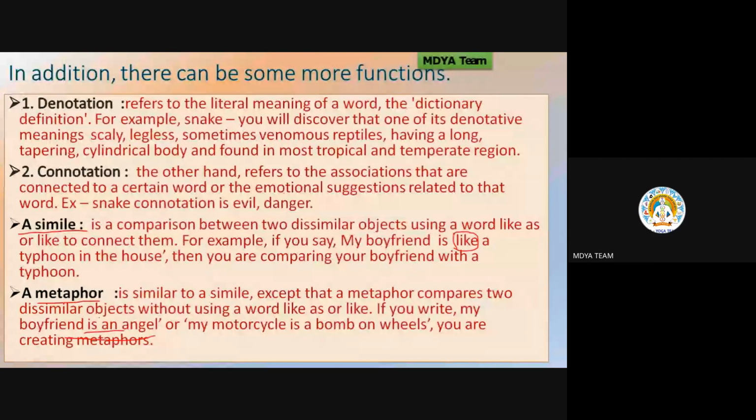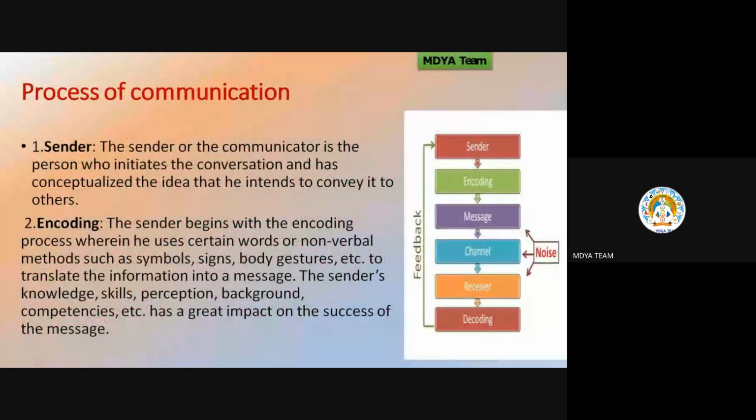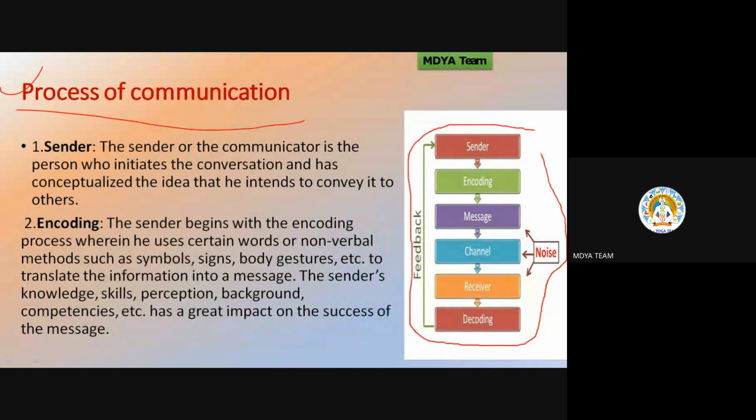Okay, then this is the last topic that we will do today: process of communication. So I have explained it earlier also about the process of communication. Will you tell me about this whole process of communication? Who will explain?